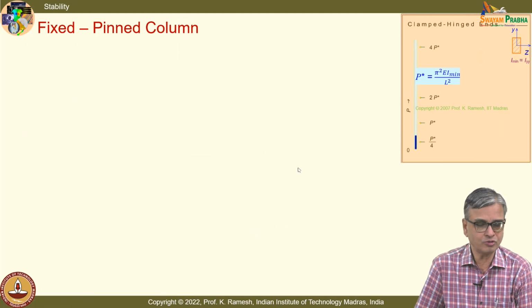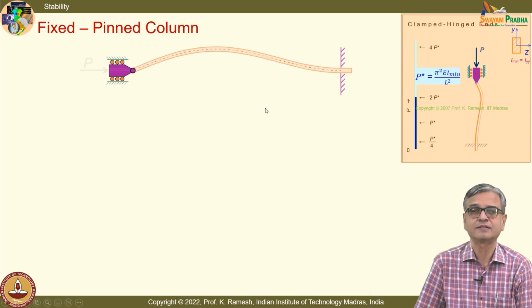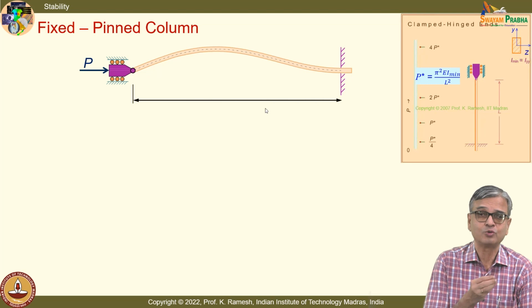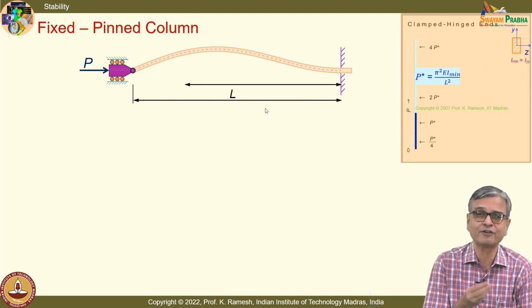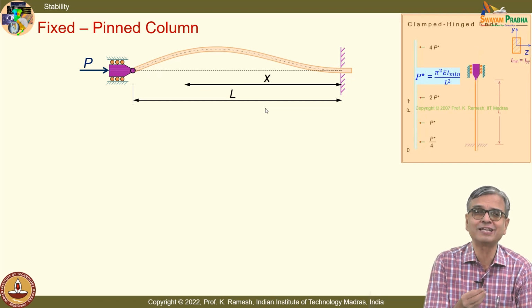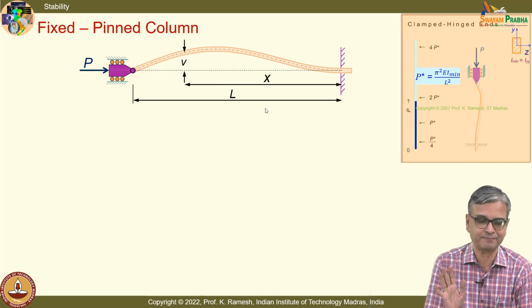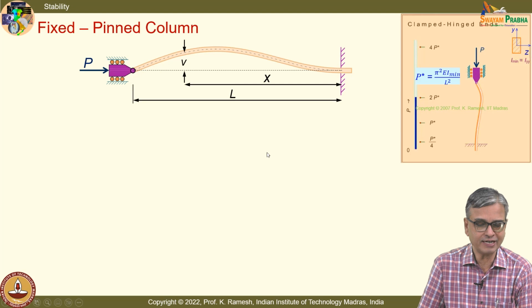Next we move on to fixed pinned column. What is the difference? Only in the boundary conditions. And you have already seen what way to handle a fixed end, what way to handle a pinned end. So it's a question of the equations having a different form, that's all. And you have to simplify them. I leave that as an exercise, but I will show you the final results.